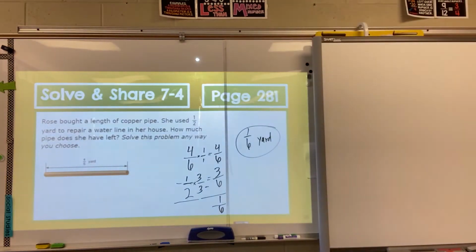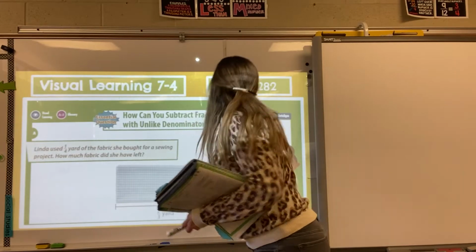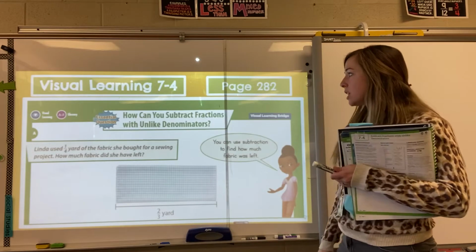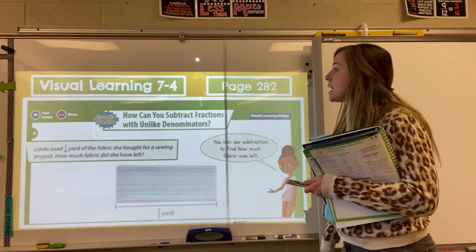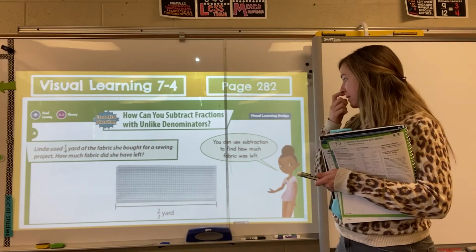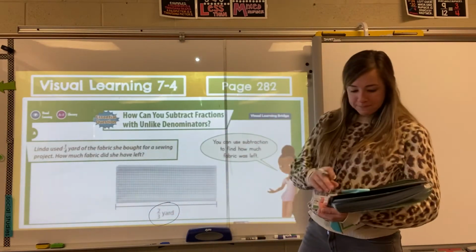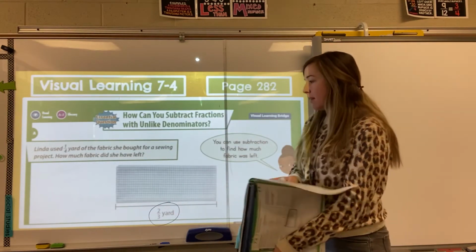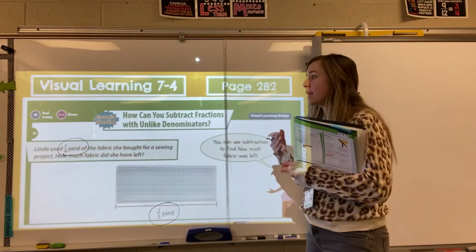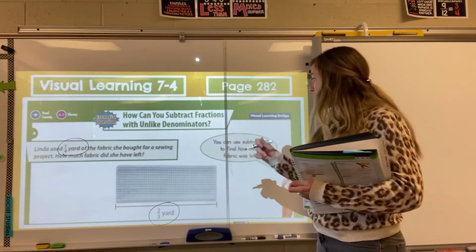Okay, let's go ahead and look at our visual learning bridge. Here's our essential question today: how can you subtract fractions with unlike denominators? Linda used 1/4 yard of the fabric she bought for a sewing project. How much fabric does she have left? We can use subtraction to find out. She bought 2/3 of a yard and used 1/4 of a yard, so I know I'm going to have to take away. I'm going to work the problem on this slide, and then we'll talk about it on the next slide.